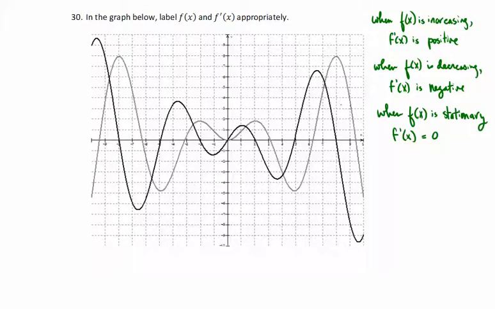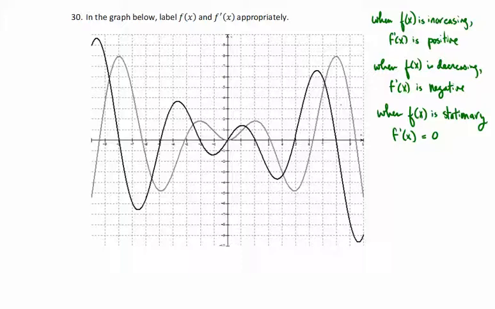Alright, in problem number 30, we have two graphs. One of them is f of x and one of them is f prime of x. And we want to label them appropriately, which is which. So I've written some very simple notes over here.